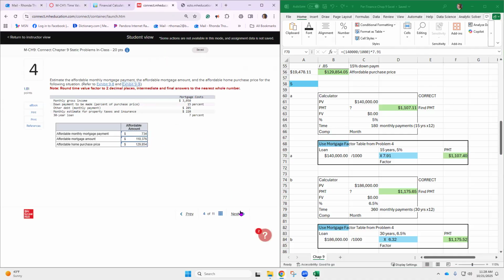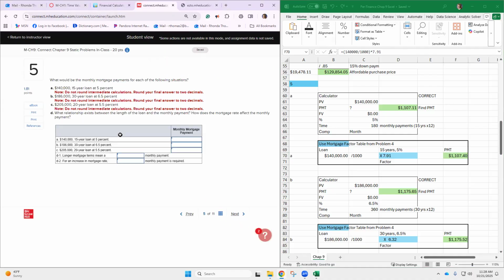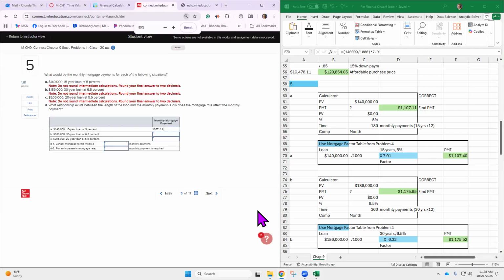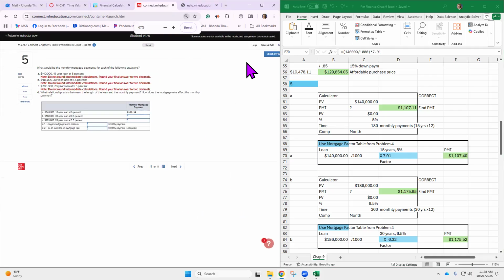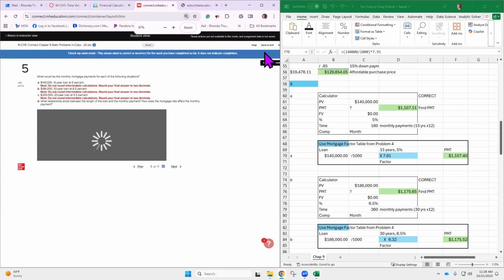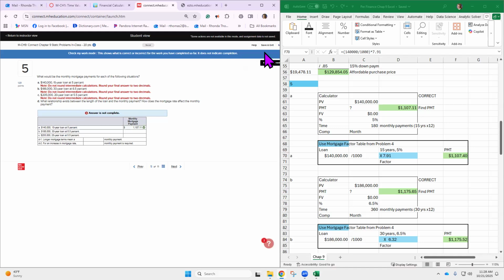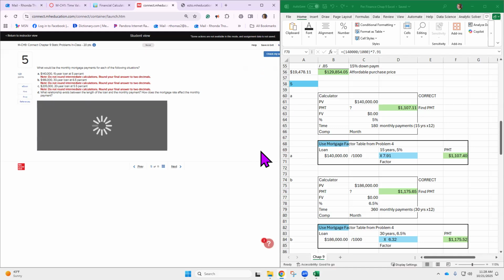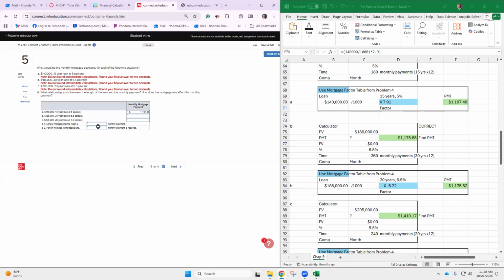But I'm going to put in the one from the calculator and see if it's working. So that first one, the mortgage payment, I'm going to put in from the calculator and see if they accept it. Okay, I kind of got you off track on this one. Okay, looks like they did. All right, so now let's do the next mortgage.